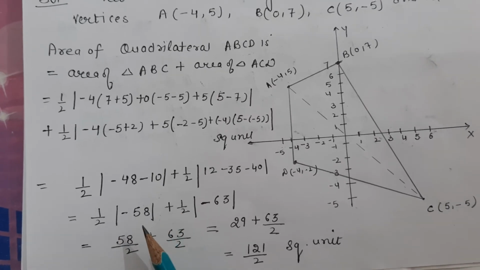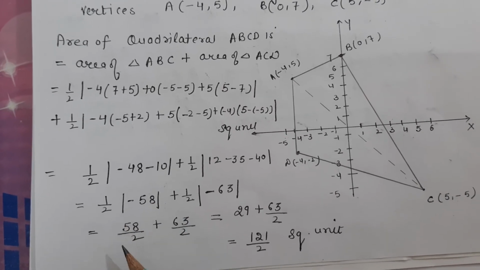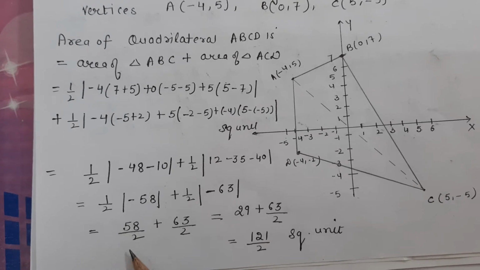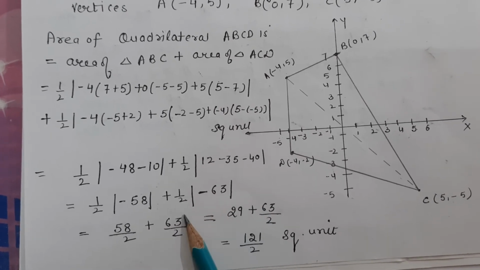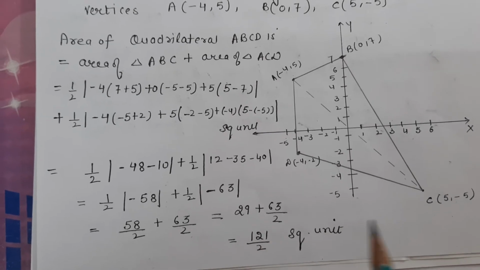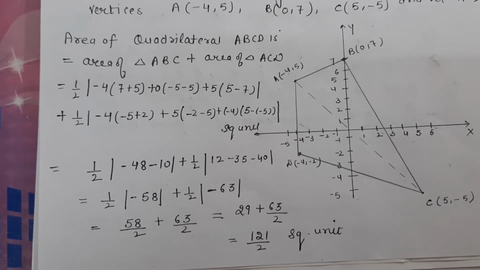But we know that area is always positive. So we are going to have a positive sign. This is 58 by 2 plus, again take mod, this is positive 63 by 2. So your answer is 121 by 2 square units.